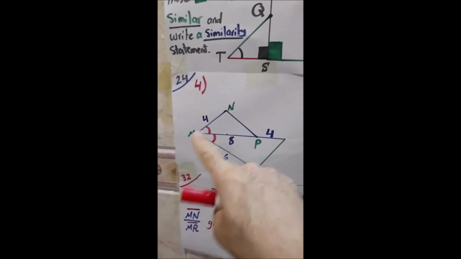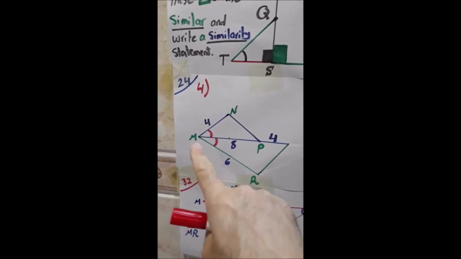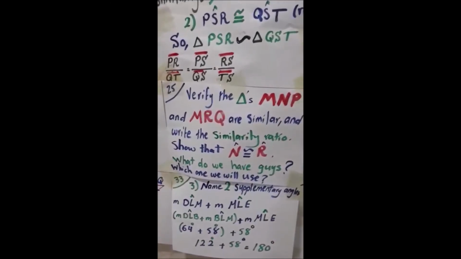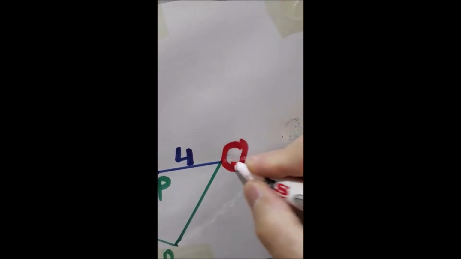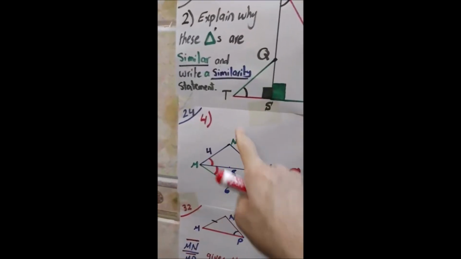As you see, guys, again, we have a small triangle and a big triangle. The small one is MNP, and the big one is MQR. So here, he said, verify that triangles MNP and MRQ are similar. Yes, as we say here, we will write here Q. So we have these two triangles, MNP and MRQ.